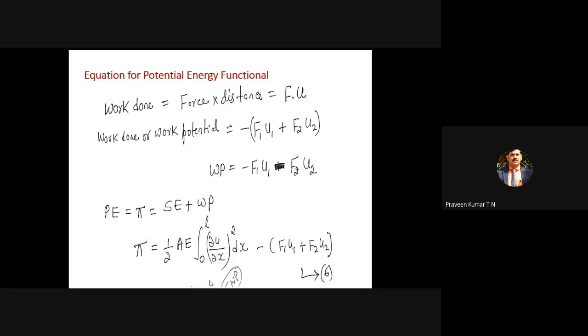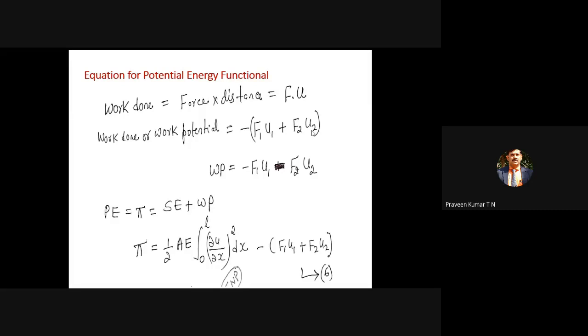So now work done. You are familiar with this: work done is equal to force into distance. Node 1 is moved by a distance u1. The force at node 1 is f1. The total work done is f into u1 at node 1. Similarly, I am giving the same example so you can understand better. The original height of the spring is 100 mm. You apply around 100,000 Newton of force, so it is compressed to 50 mm.